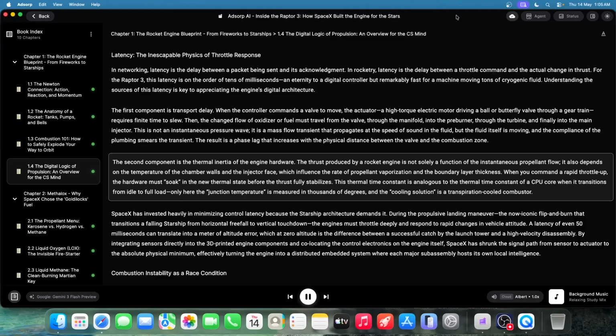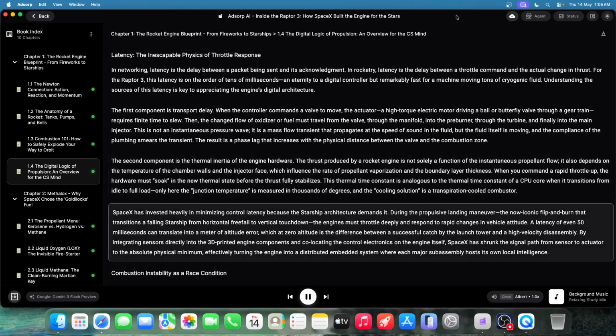a transpiration-cooled combustor. And SpaceX has invested heavily in minimizing control latency because the Starship architecture demands it. During the propulsive landing maneuver, the now iconic flip and burn that transitions a falling Starship from horizontal freefall to vertical touchdown, the engines must throttle deeply and respond to rapid changes in vehicle attitude. A latency of even 50 milliseconds can translate into a meter of altitude error, which at zero altitude is the difference between a successful catch by the launch tower and a high-velocity disassembly.